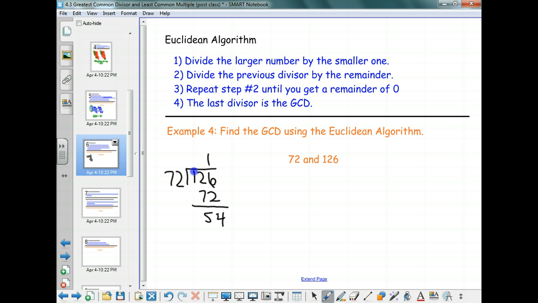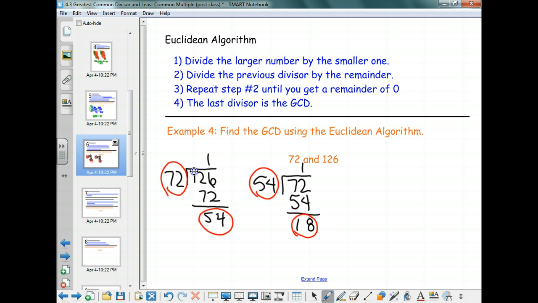Then what I do is I take the previous divisor, that's my 72, and I take my remainder, and I do the division again. Larger number underneath, smaller value on the outside. So now I'm doing 54 dividing 72. How many times will 54 go into 72? Once again. 1 times 54 is 54. I promise sometimes it will go in more than once. What's my remainder? 18.